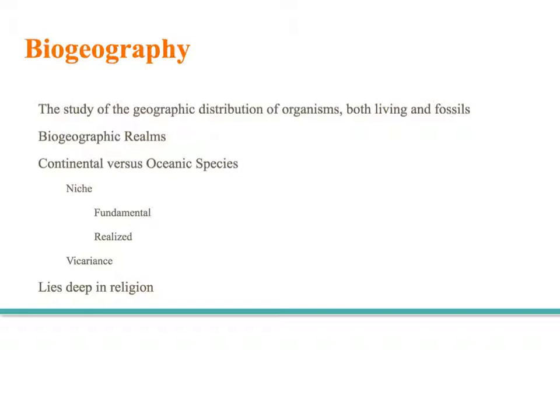Biogeographic realms are large spatial regions within which ecosystems share broadly similar biological evolutionary history. There are also continental and oceanic species. Each species has a specific niche, either fundamental or realized.